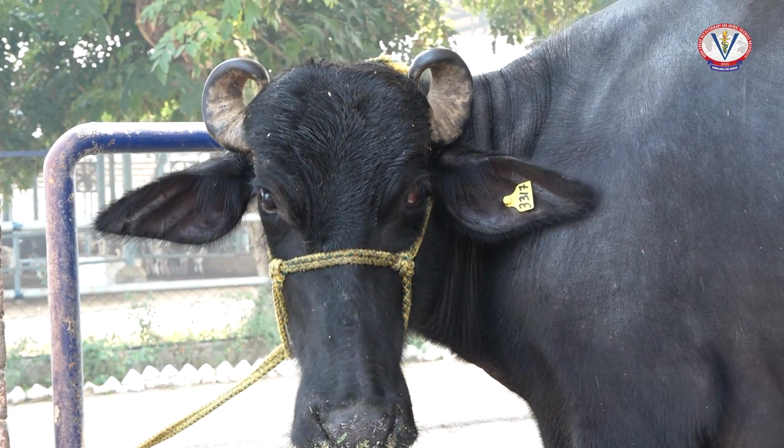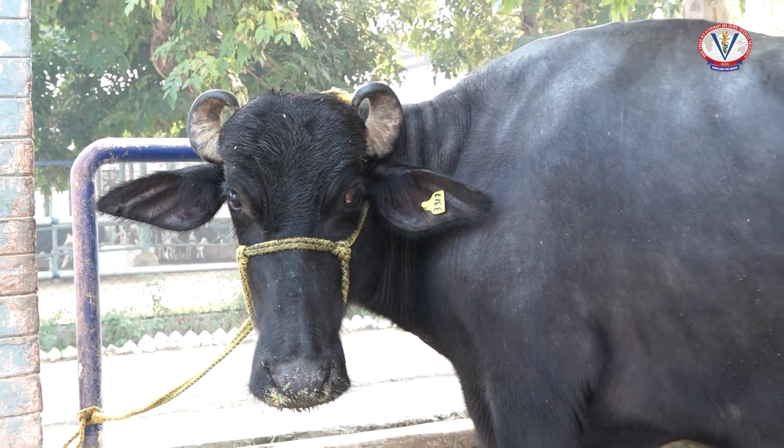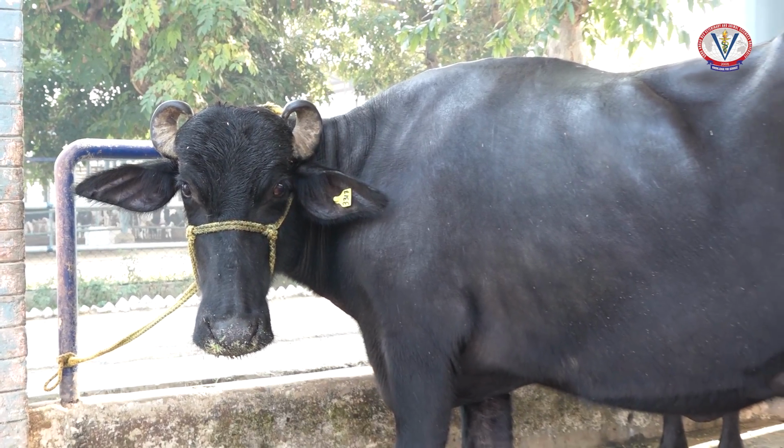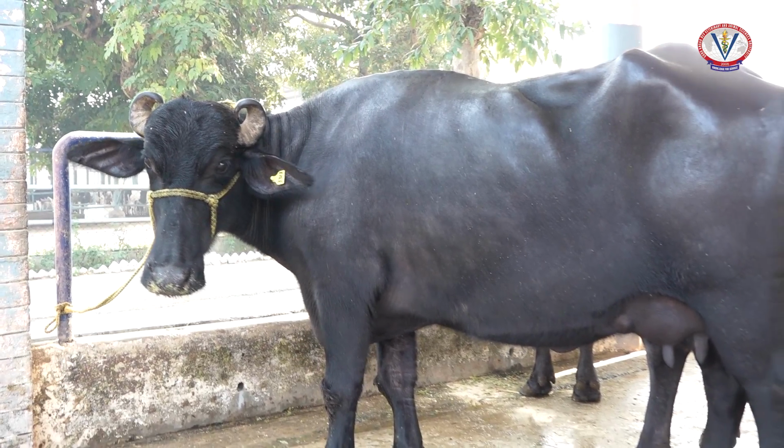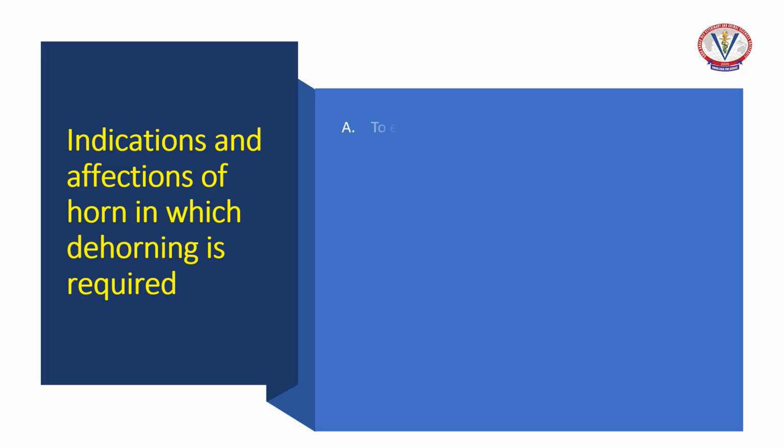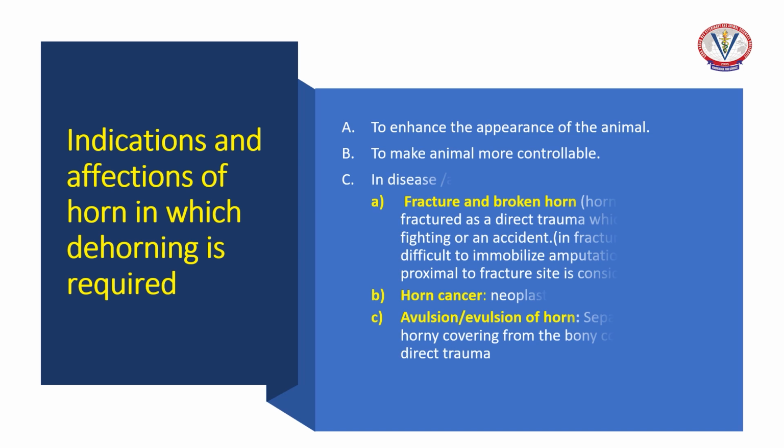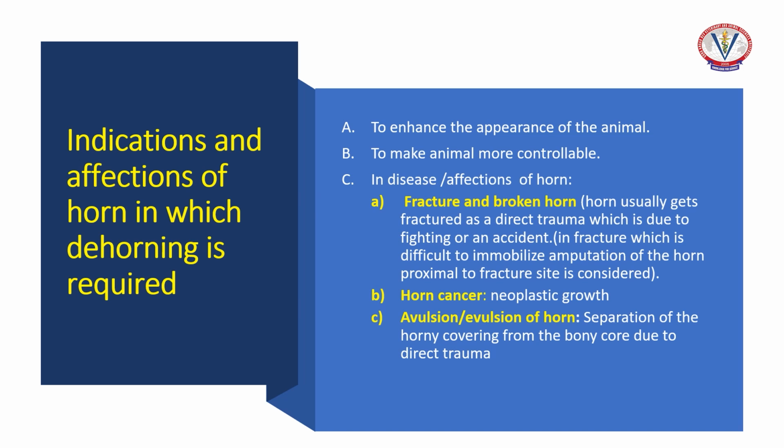The clinical intervention which is most frequently employed in head and neck region of cattle is the process of dehorning. It is performed to enhance the appearance of the animal, to make the animal more controllable, manageable, and also in disease and affections of the horn. For example, the fracture or the broken horn, cancer of horn, avulsion or evulsion of the horn.